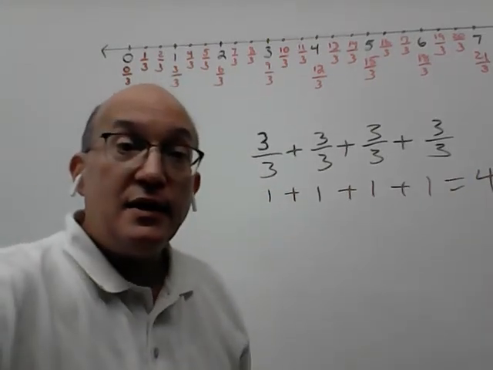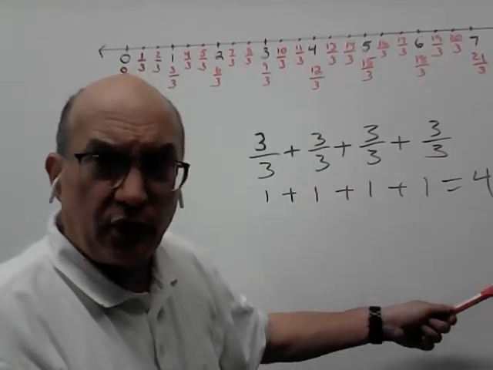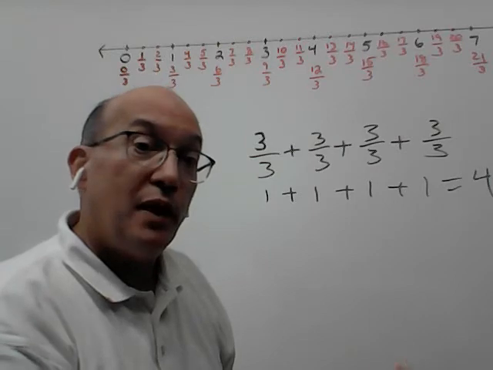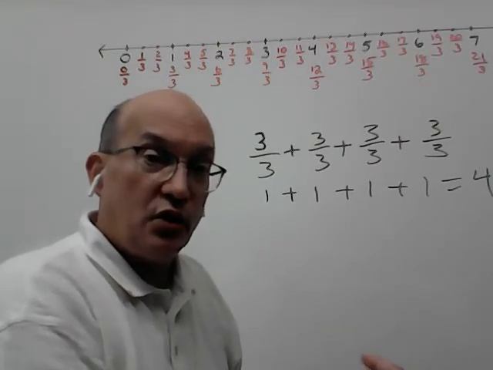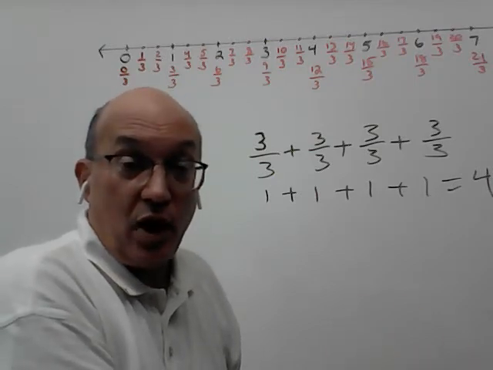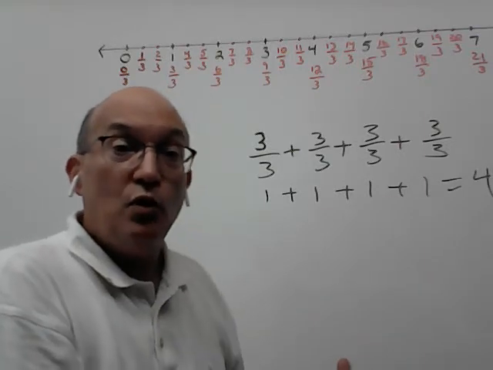If we add 3/3 plus 3/3 plus 3/3 plus 3/3, of course, the answer has to be four. But in addition to being four, what is it in terms of fraction addition? The way I taught you last time. Well, let's actually go through the movement on the number line.